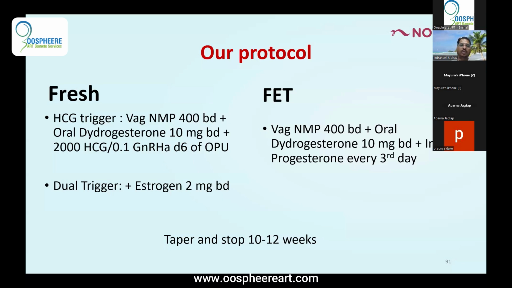So in our protocol for fresh transfer, we use HCG trigger. We can use micronized progesterone 400 mg BD, oral dihydrogesterone and HCG trigger, or dual trigger plus estrogen 2 mg BD, taper and stop at 10 to 12 weeks. For FET protocol, we are using vaginal progesterone, oral dihydrogesterone, and injection progesterone every third day.